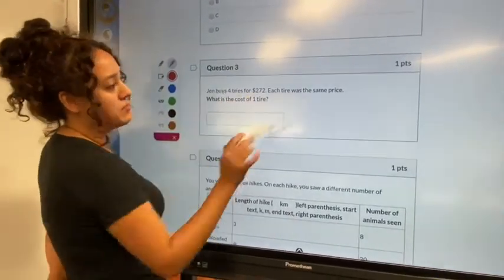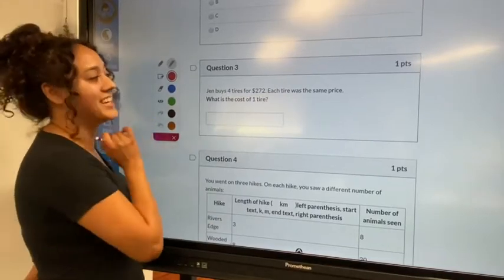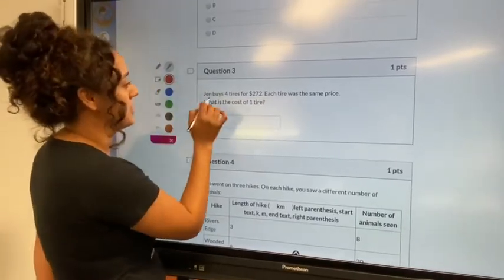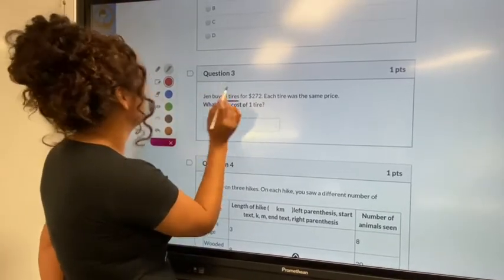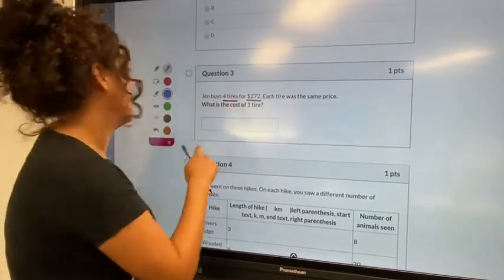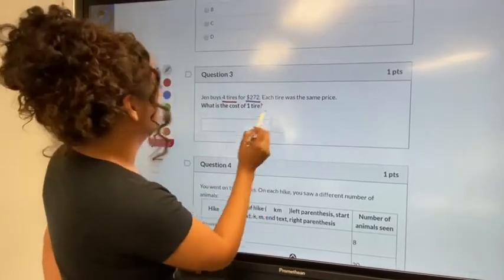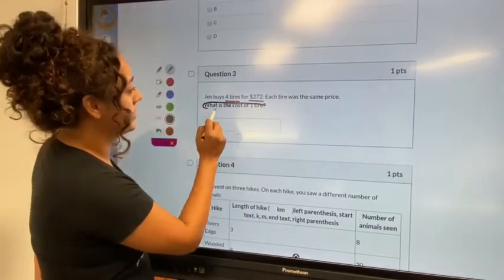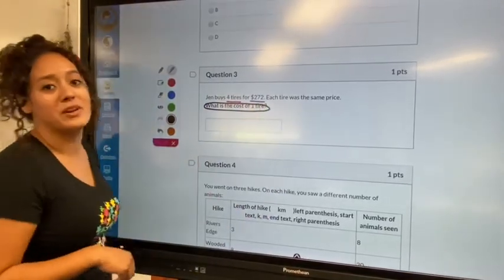Yeah, so I read the problem. I'm going to read it again, but to annotate, just like ELA, they match. All right, so Jen buys 4 tires for $272. At the end of the day, they want me to know what is the cost of 1 tire. Now I know what they want me to do.